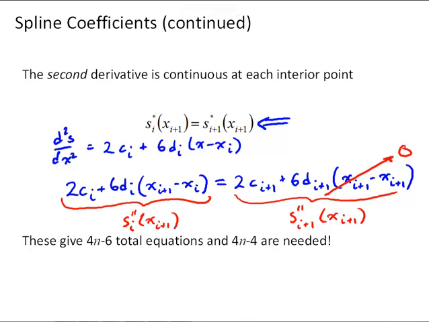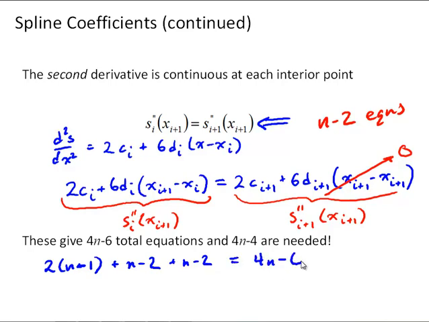So this is going to give us another n minus 2 equations. And so recall from the first equations we had 2n minus 1, just by making sure the spline goes through the first and last points of each interval, plus n minus 2 from the first derivative constraint, plus n minus 2 from the second derivative constraint, and that is equal to 4n minus 6 equations. But we need 4n minus 4 in order to solve for all of the spline coefficients. So we need 2 more equations.